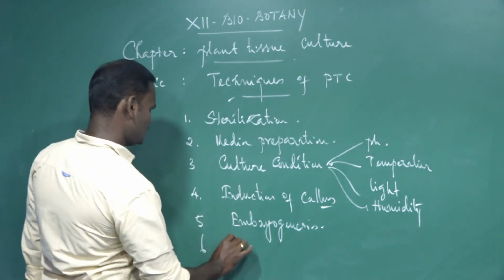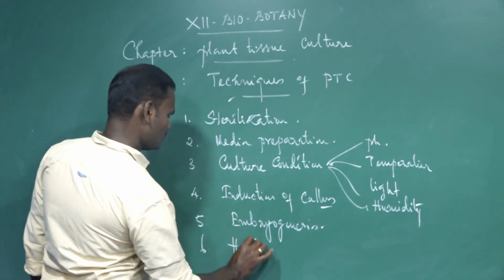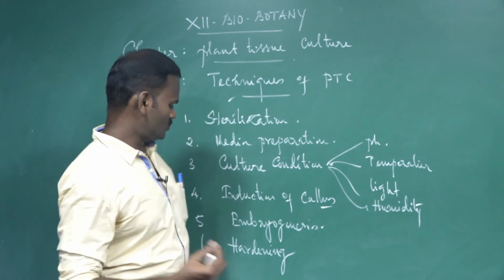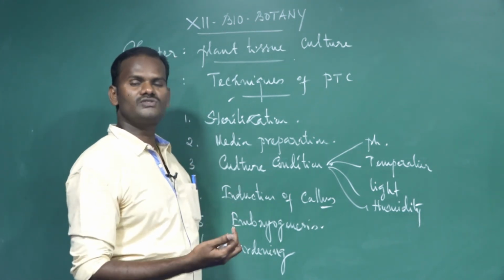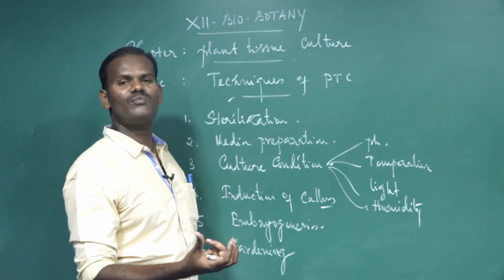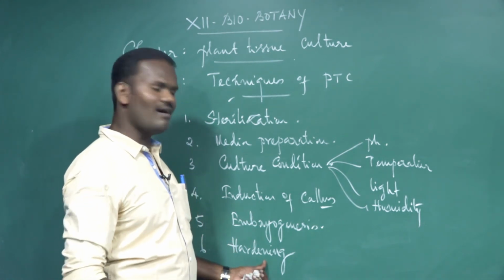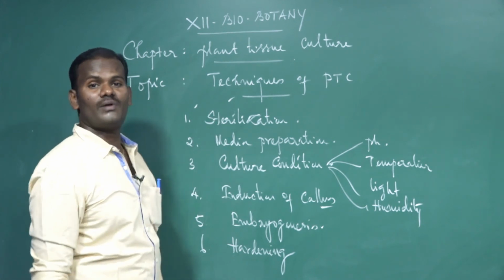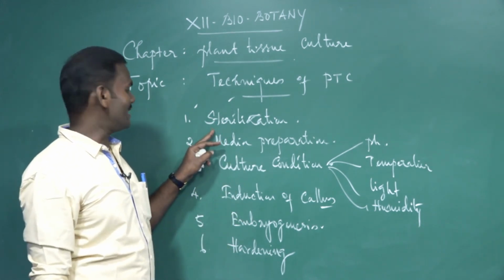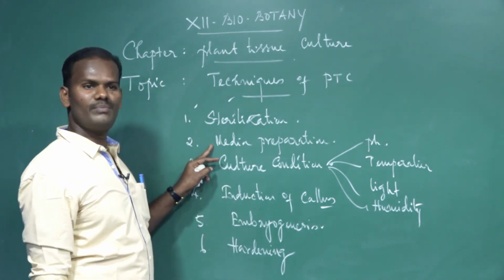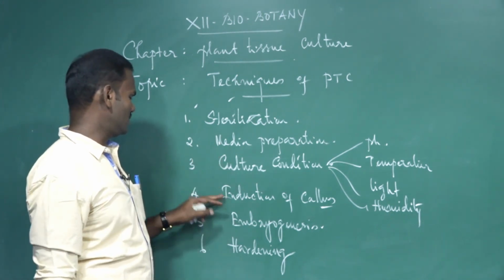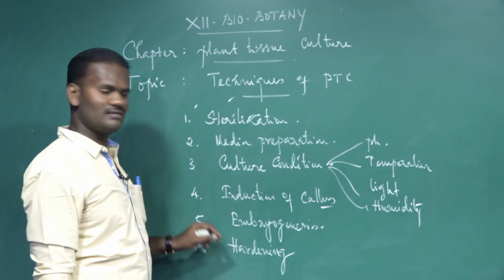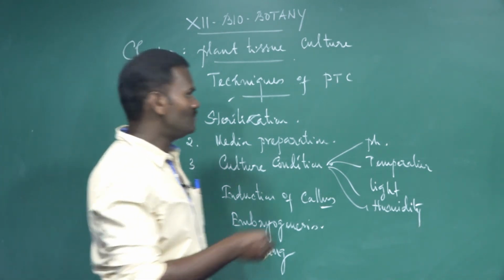The last one is hardening. Hardening is a technique of gradual exposure of plant tissues to the normal environmental condition. This is called the hardening process. So these are the basic techniques involved in plant tissue culture. The first one is sterilization, second is medium preparation, third is culture conditions, fourth is induction of callus, fifth is embryogenesis, and sixth is hardening. I will explain one by one.